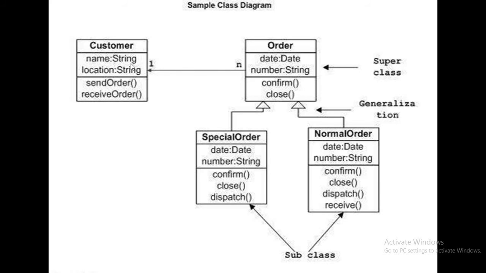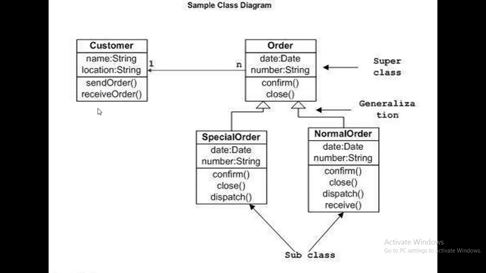And these things are nothing but the data types. Name is a string data type. Location address is a string data type. Date is a date data type. Number is a string data type. Okay. So these are the data types of your attributes. Attribute simply means the variables.